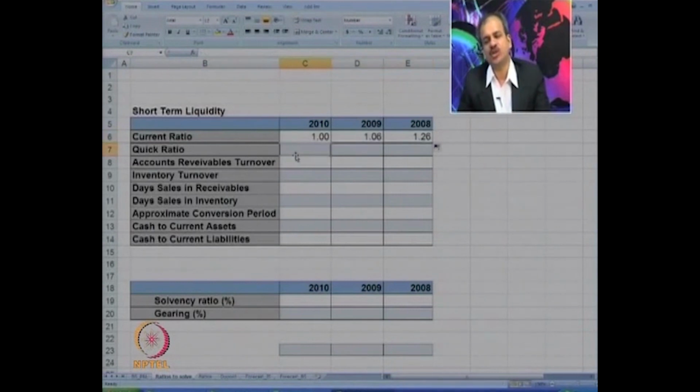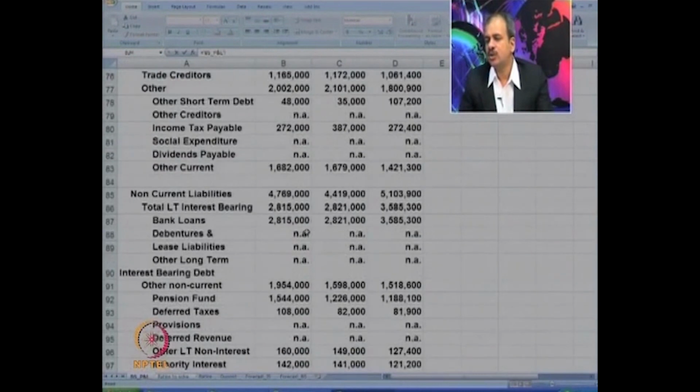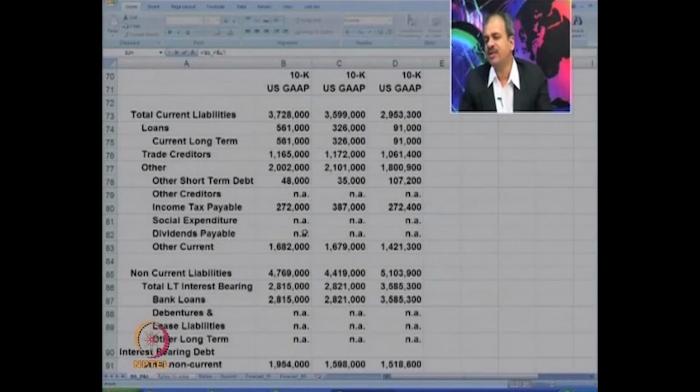The next is quick ratio. How to calculate quick ratio? Yeah, you are right. It is quick assets divided by quick liabilities. So go to quick assets now. This is the whole list of current assets, from which first of all you have to identify which are the quick assets. So first item you can see loans. Could it be considered as a quick asset? The answer is no, because loans are not quick assets. Current long term loans, naturally they are not quick assets.